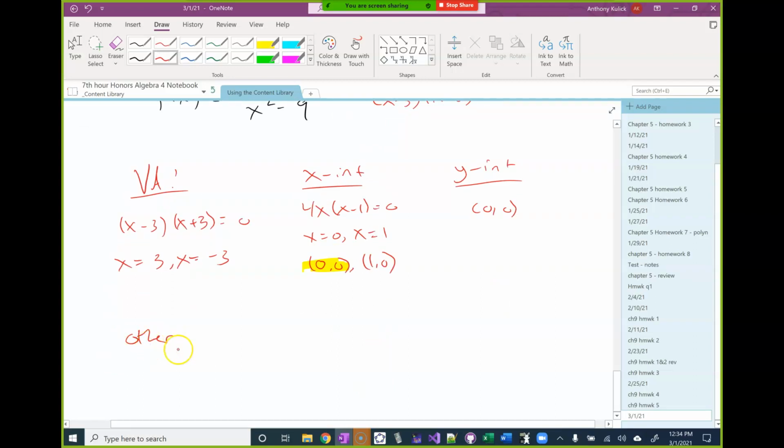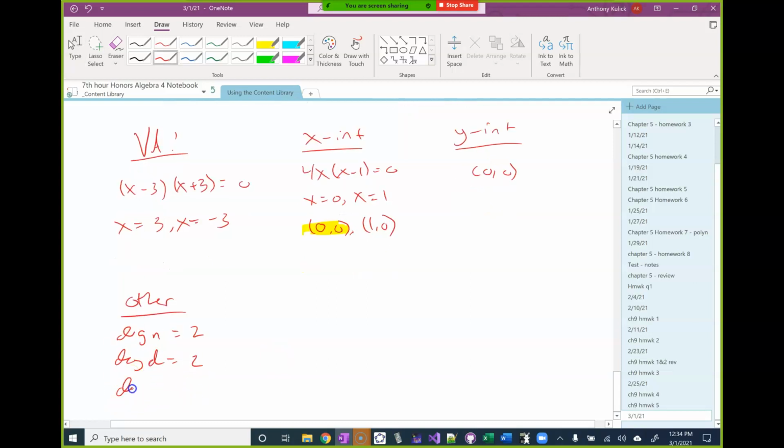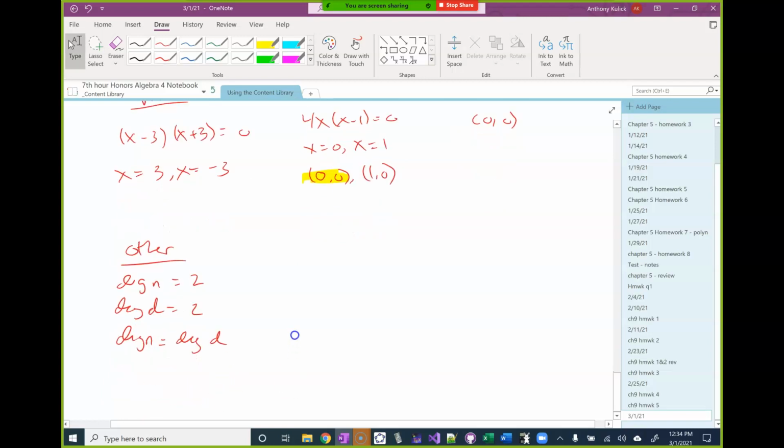So again, here, to find the others, we have to compare the degrees. So the degree of the numerator is 2. The degree of the denominator is 2. And since the degree of the numerator is equal to the degree of the denominator, that tells me that my horizontal asymptote or end behavior is y equals the leading coefficient of the numerator over the leading coefficient of the denominator. In this case, that's 4 over 1. So just y equals 4.